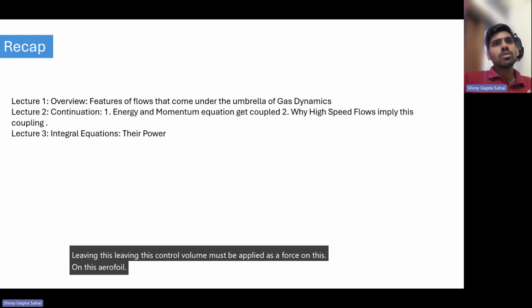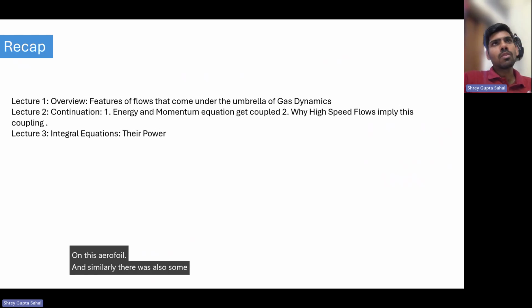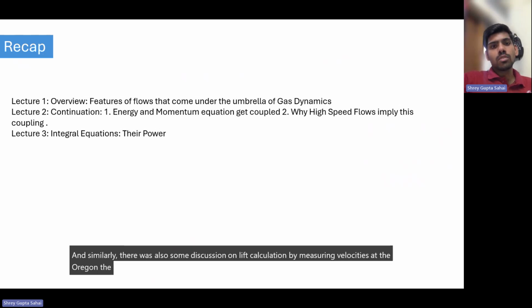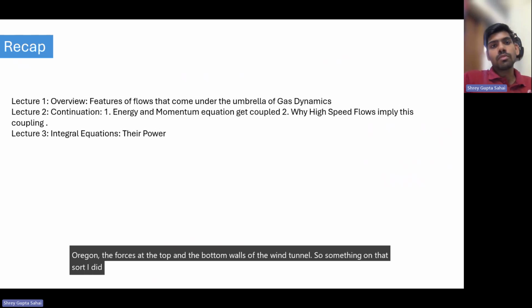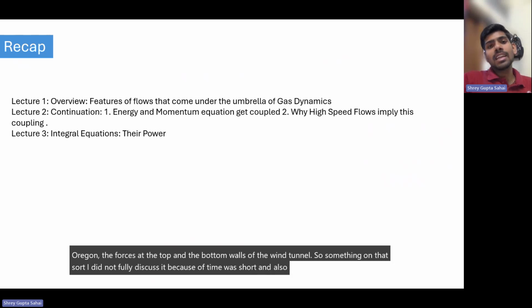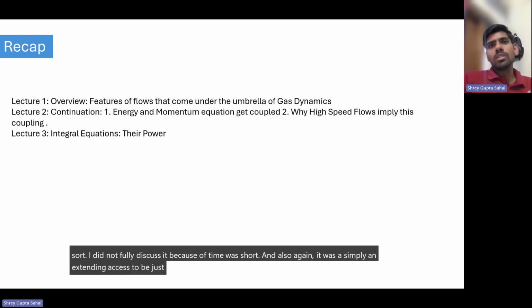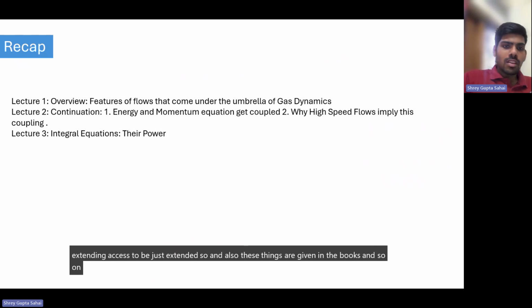And similarly, there was also some discussion on lift calculation by measuring velocities and the forces at the top and the bottom walls of the wind tunnel. So something of that sort. I did not fully discuss it because time was short, and also it was simply an extension exercise to be just extended. These things are given in the books and so on. So I just went ahead with it.